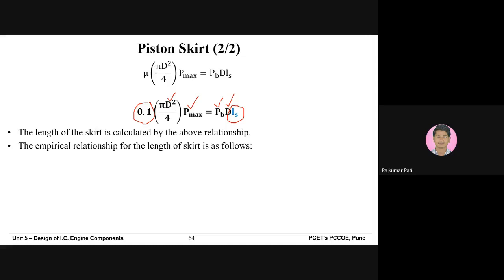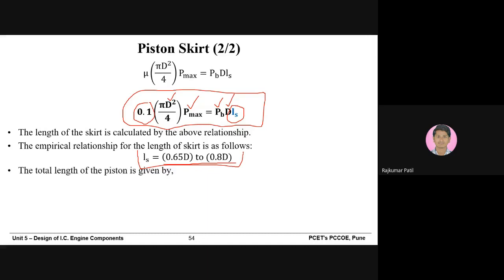Again, the empirical relationship for the length of skirt is also given. So LS is equal to 0.65 D to 0.8 D. So if you are not in a position to use this particular relation, then you can use empirical formula used for calculating length of skirt.